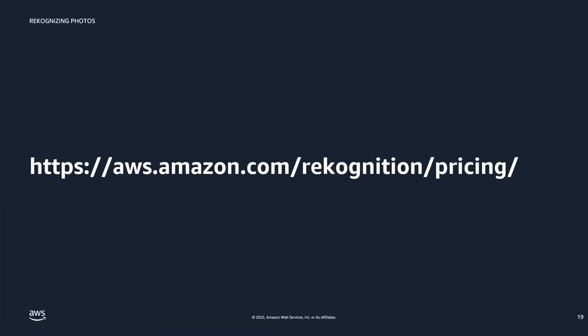Obviously, if you're going to implement Rekognition in your own application, you're going to want to know how much it's going to cost. There's a link here for the pricing options that are available. So aws.amazon.com/rekognition/pricing. The pricing is based on per image that you scan. So just be aware, if you scan an image multiple times through multiple API calls, you are going to get charged for each time you do the scanning.